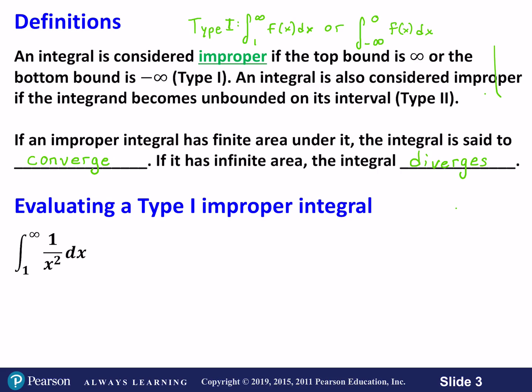All right, let's explore how we evaluate a type 1 improper integral. The fact that it has an infinity in the bound is a little bit challenging for us, but one way we can think about this is to rewrite it as a limit. We will rewrite this as the limit as b approaches infinity of the integral from 1 to b of 1 over x squared dx. This is an equivalent calculation, and now we can work with a finite b and plug that in, and then at the very end of the problem, we will take the limit as b approaches infinity and see what happens.